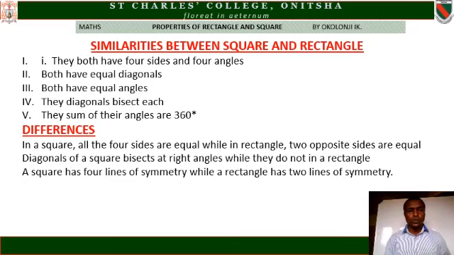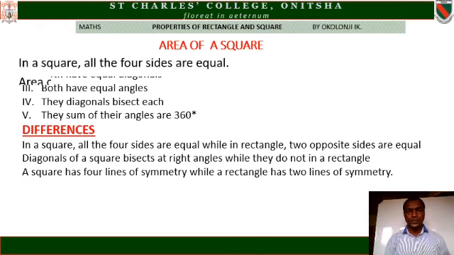Let us also look at the differences between square and rectangle. In a square, all the 4 sides are equal, while in a rectangle, 2 opposite sides are equal. The diagonals of a square bisect at right angles, while they do not in a rectangle. A square has 4 lines of symmetry, while a rectangle has 2 lines of symmetry.